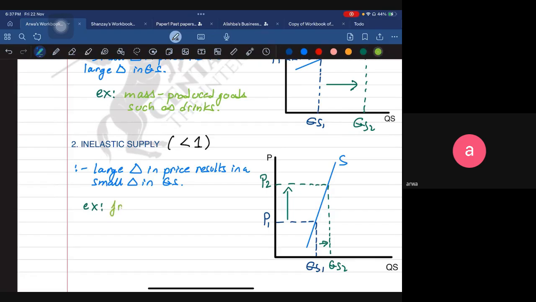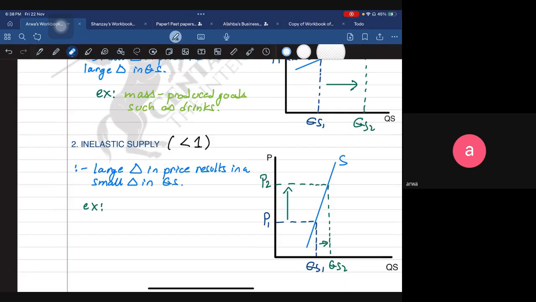Okay, if I had to give an example, I'd give customized products and even in some places luxury products, because even though their price increases a lot, to have that brand image of inclusive products, they won't increase the quantity supplied that much because it's a limited product basically. So for that, it has inelastic supply.